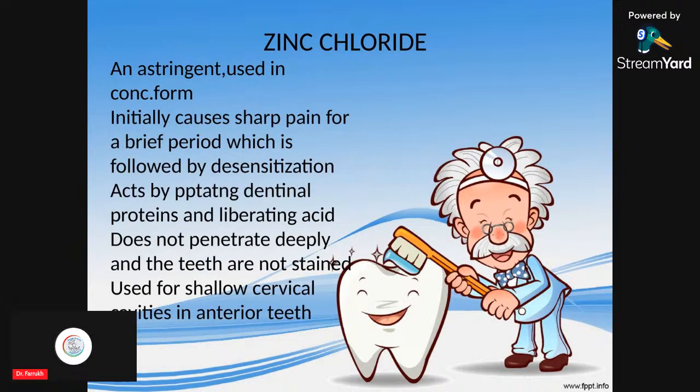Okay, zinc chloride. It is an astringent used in concentrated form. Initially it causes sharp pain for a brief period, which is followed by desensitization. It acts by precipitating renal proteins and liberating acid. It does not penetrate deeply, and the teeth are not stained. Used for the shallow cervical cavities in the anterior teeth. So you should know that zinc chloride is basically used for the shallow cervical cavities in the anterior teeth.